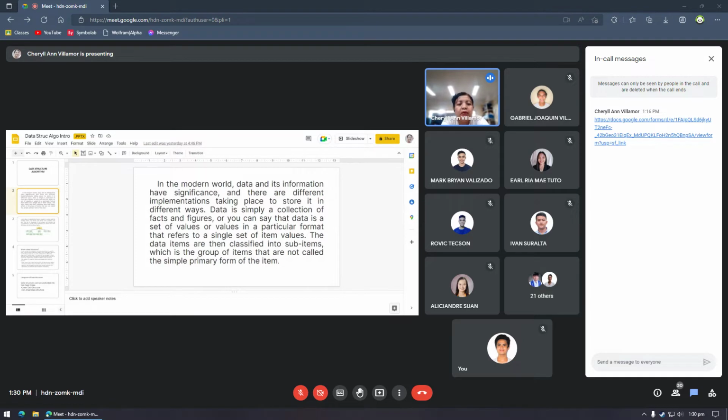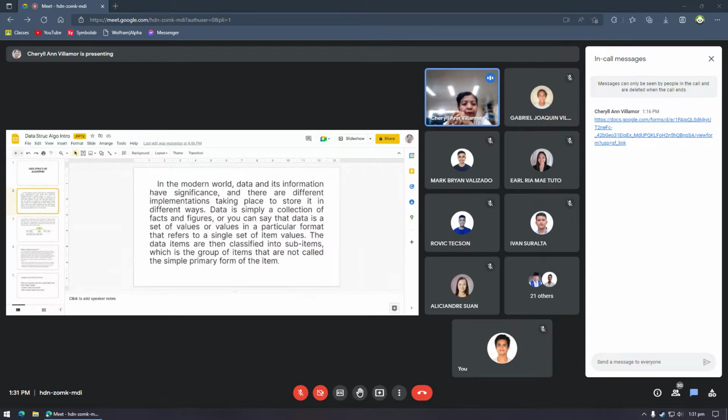Okay, so in the modern world, class, data and information have significance, and there are different implementations taking place to store them in different ways. Data is simply a collection of facts and figures, or a set of value or values in a particular format. That refers to a single set of item values. Some data items can be classified into sub-items, while others cannot be divided and are a single item.